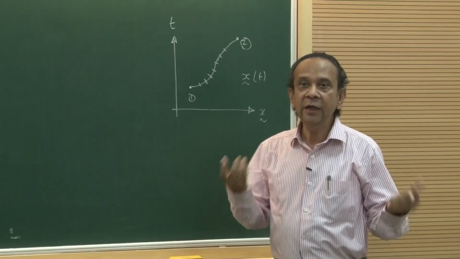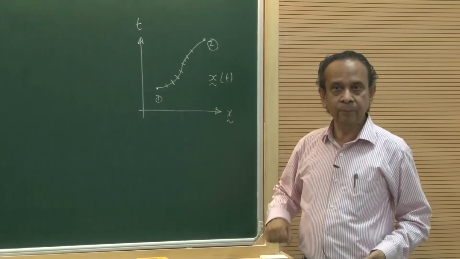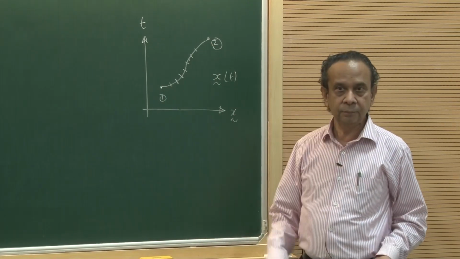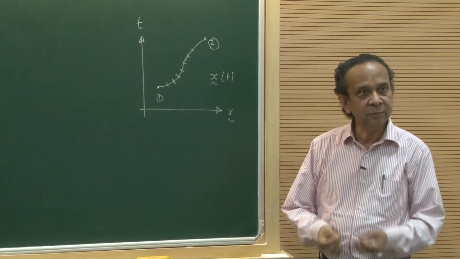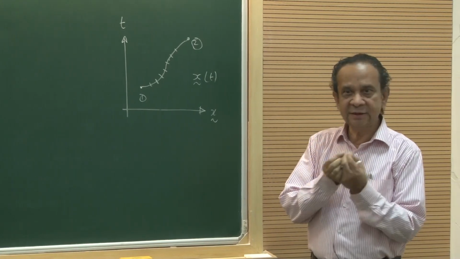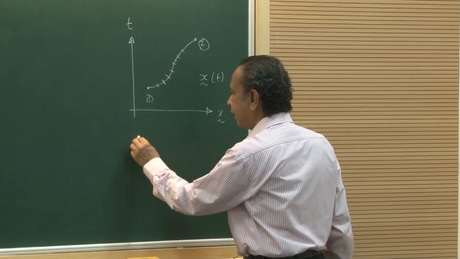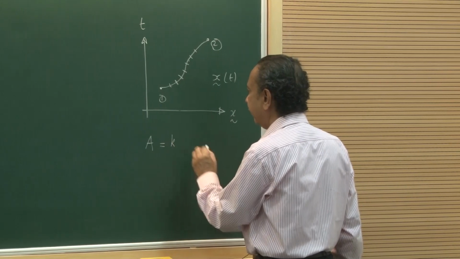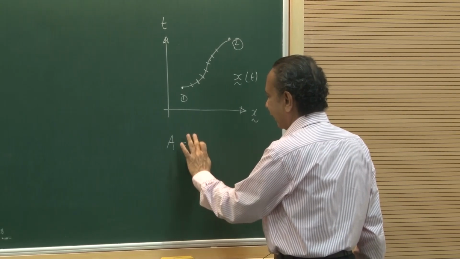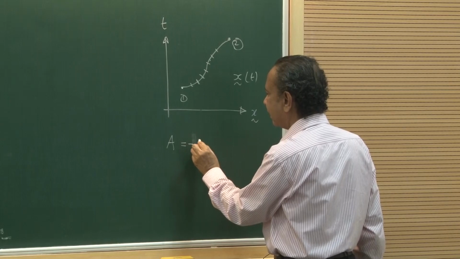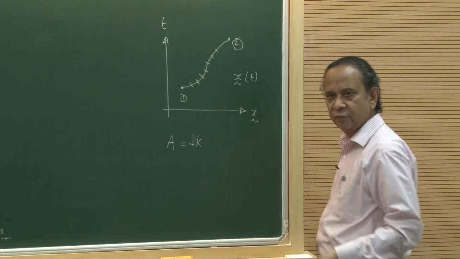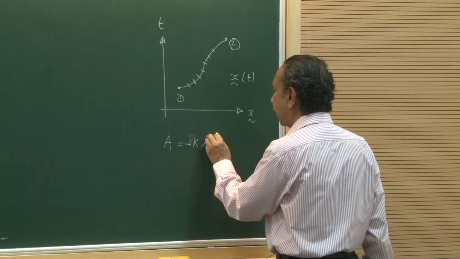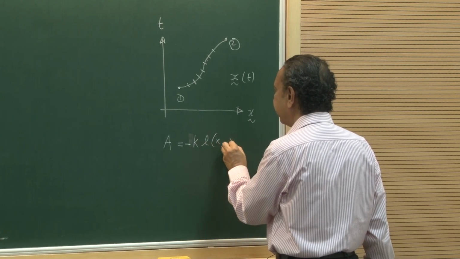So, I want some quantity constructed from the path which is linear and additive in the length of the path. Now, what is the simplest object? The simplest object is length itself. So, the simplest thing one can think of is that this action should be proportional. I will put some constant, minus k, just for notational convenience later on to connect up with what we know, times the length of the path between the two events x2 and x1.